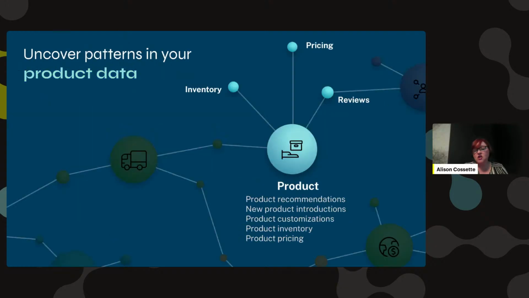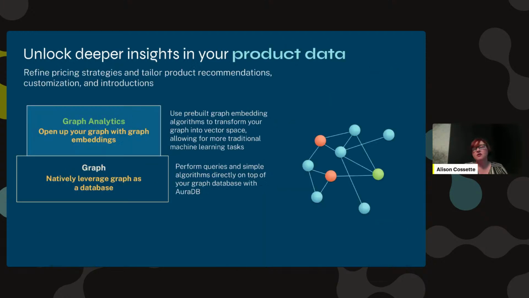So let's talk about product. I mentioned product, right? We can look at inventory, but like I said, we can also look at pricing. We can look at reviews. We can look at all different aspects of the product. In practice, we may start out natively leveraging the graph as the database, so performing simple queries on top of the graph database in Aura.